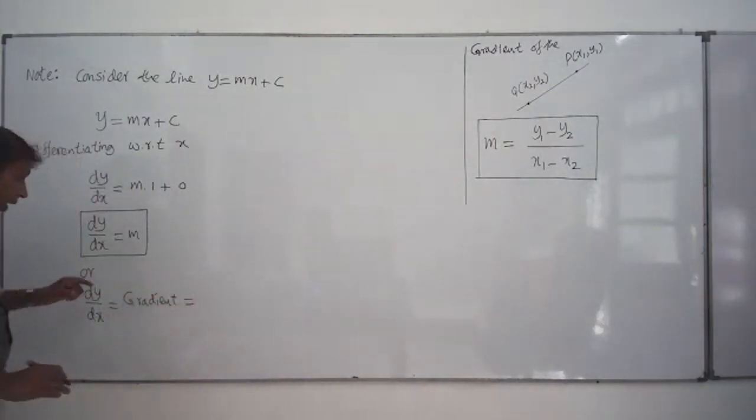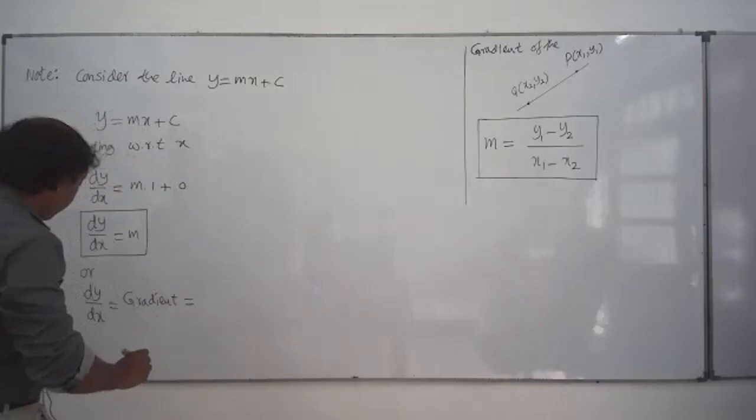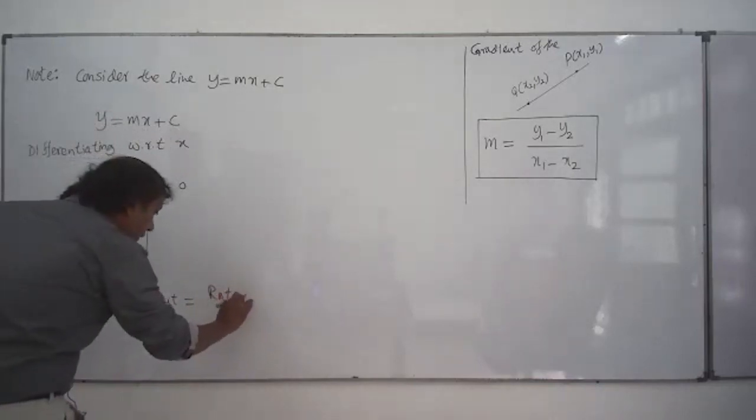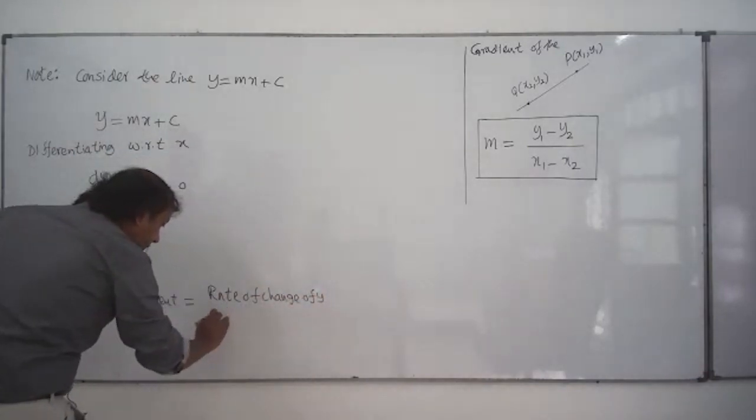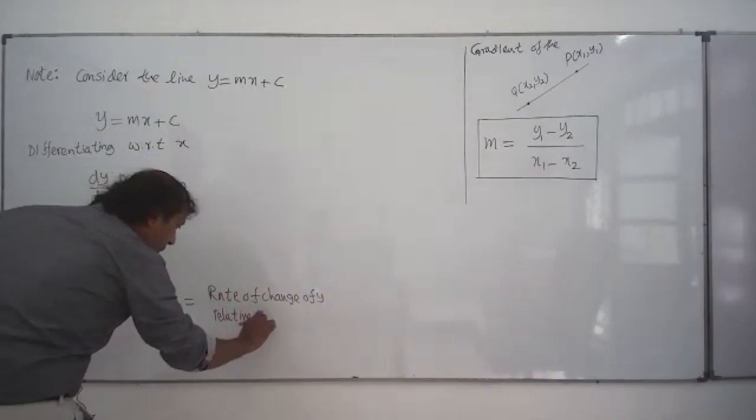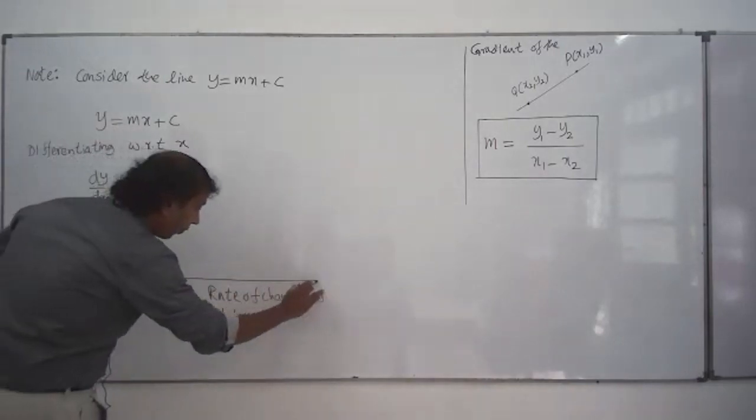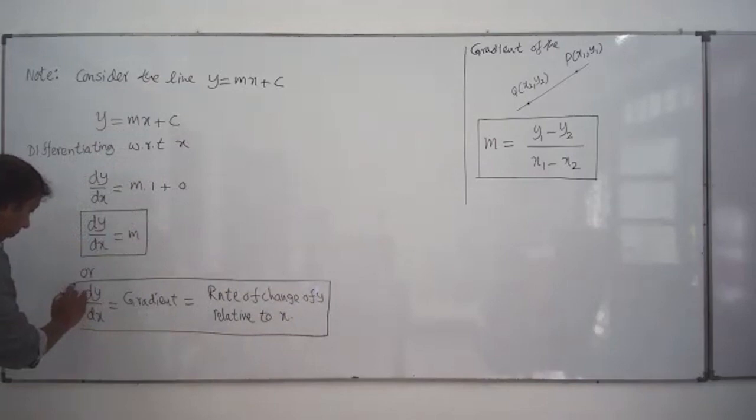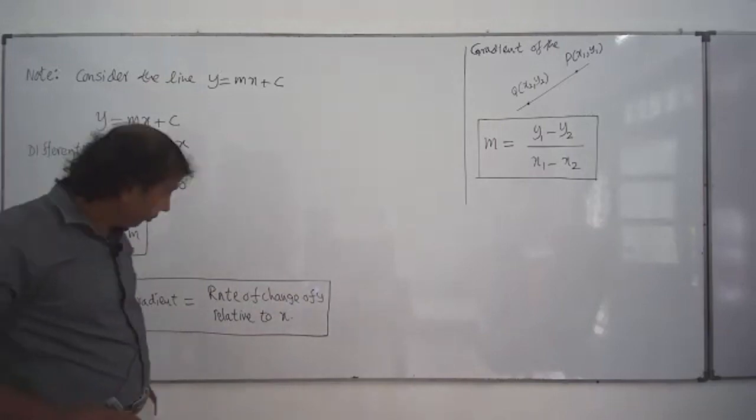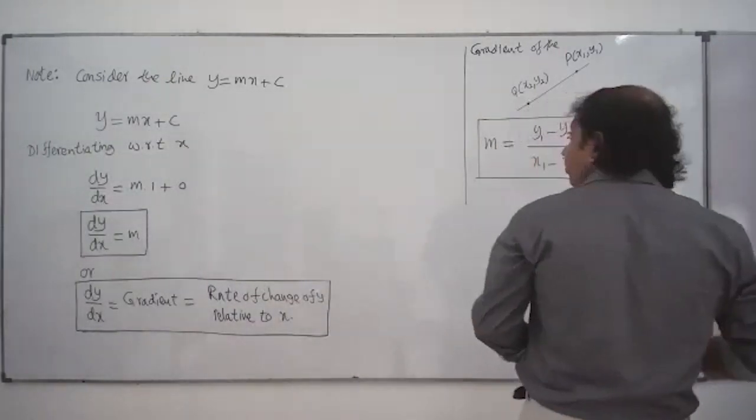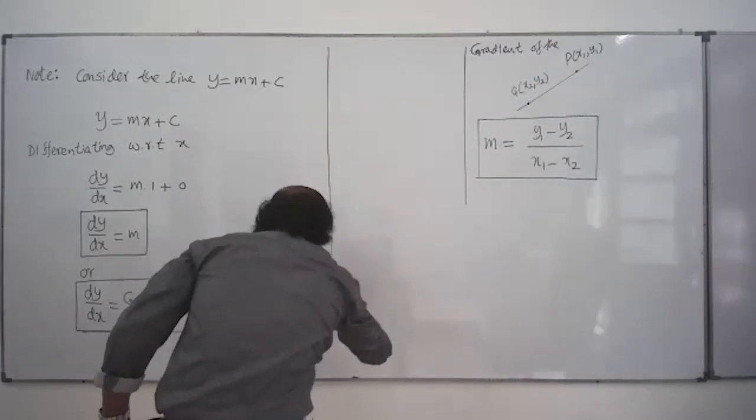What is that? Gradient means what, people? Rate of change of y relative to x. Right, people? This statement is the most important one that we use in this case. Right, I can write the next one.